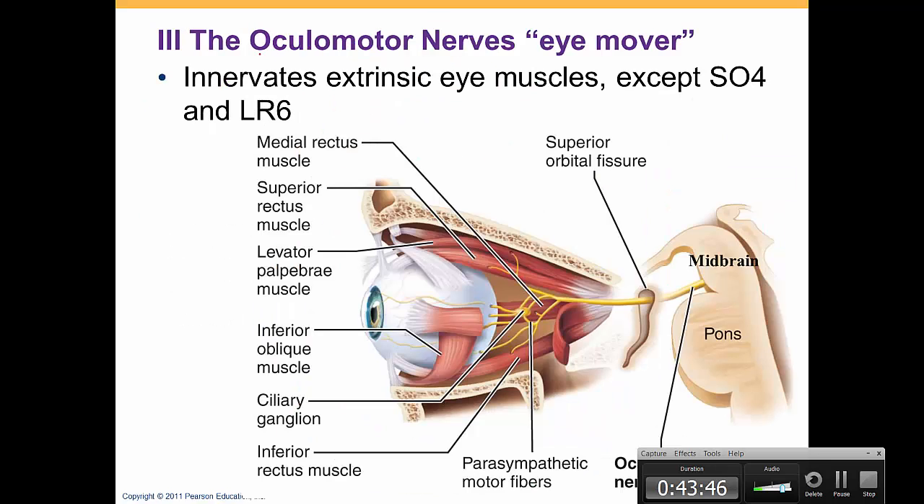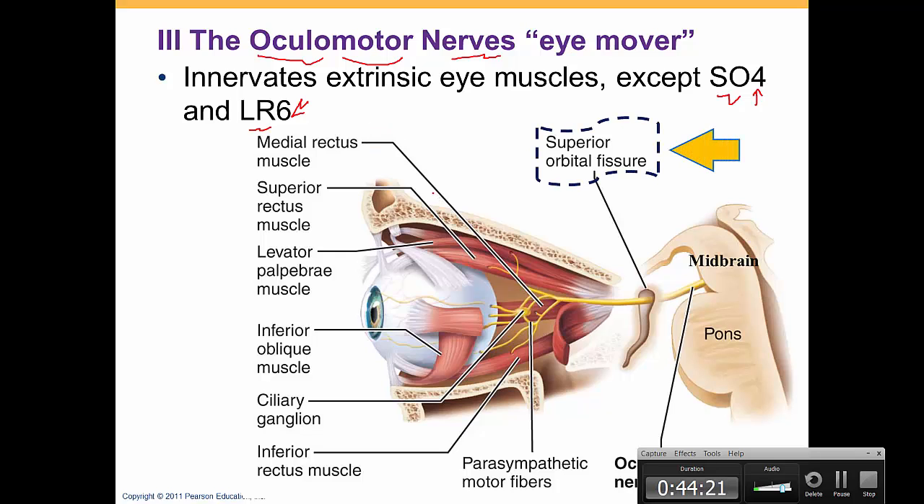Then we have the oculomotor nerve. So oculo is eye, motor is mover. So this is my eye mover. This one supplies all of the extrinsic muscles of the eye except two. These two are superior oblique, which is supplied by cranial nerve number 4, and lateral rectus, which is supplied by cranial nerve number 6. Other than that, all muscles of the eye, the extrinsic muscles of course, are supplied by oculomotor nerve.